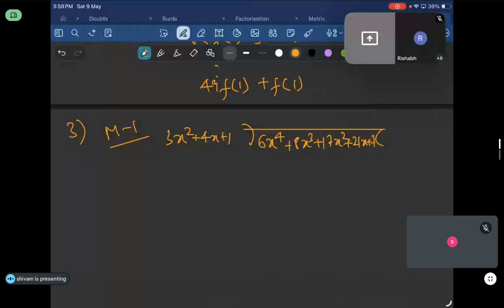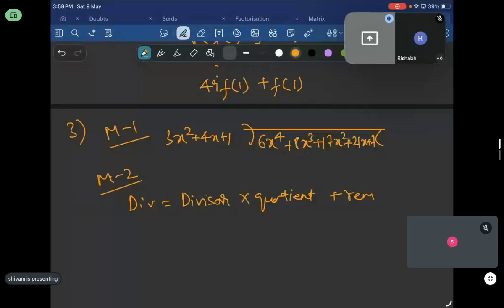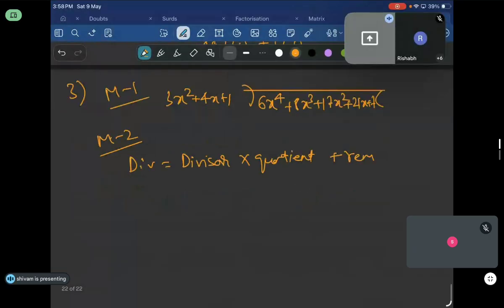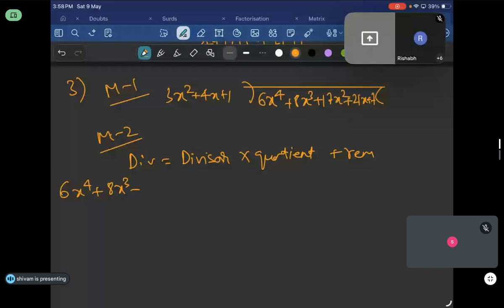This one you can do it, method 1. Tell me, are you getting, Rishabh? You know this division? Yes, sir. Okay, you will get the remainder. Next, there's another one, that is, you people know dividend is equal to divisor into quotient plus remainder, right? What is the dividend? Dividend is 6x to the power 4 plus 8x cube plus 17x square plus 21x plus 7. This is equal to divisor, that is 3x square plus 4x plus 1, multiplied by quotient. Quotient we don't know. Okay, not required. Plus remainder.